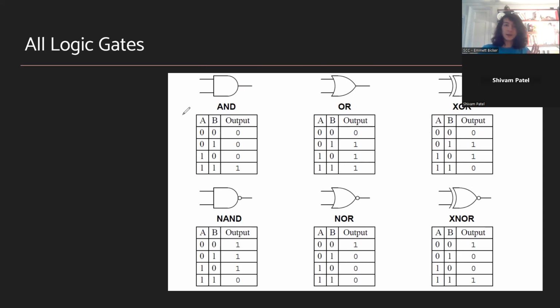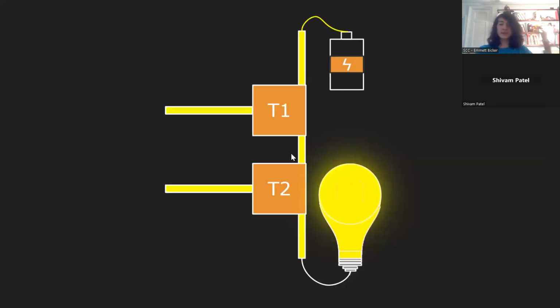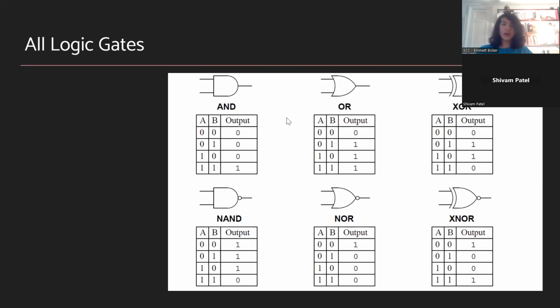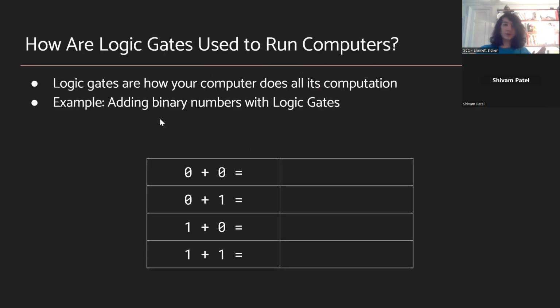Okay. So yeah. So I'm going to be abstracting away the details of what the transistors are actually doing on the lower level. And I'm just going to be saying, okay, these are some gates. They'll take an input and then they'll output a value. So I'm going to go on to how are logic gates actually able to run computers.